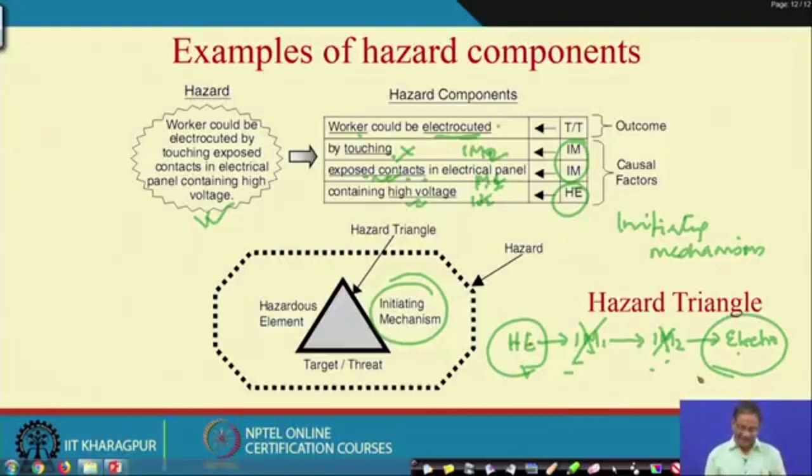Hazard triangle is a very, very important concept. These three elements or three components of a hazard make the hazard triangle. If the hazard triangle is complete, that means an accident has taken place. Okay. So we will see some more examples.